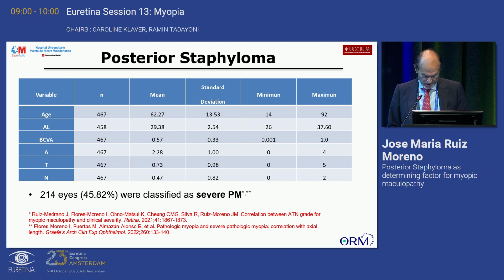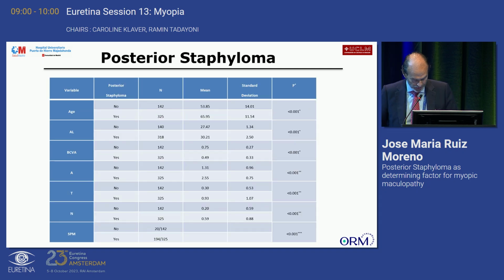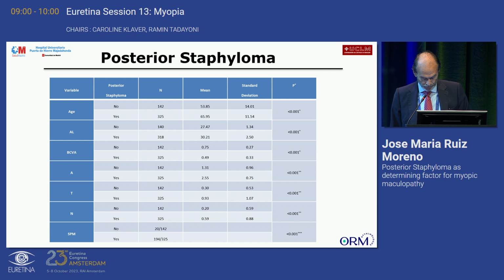This is the complete series of myopic eyes studied, with axial length ranging between 26 and 37.60 millimeters. If we compare eyes with posterior staphyloma versus those without it, we find that they are older, longer, with worse visual acuity, and with greater components of atrophy, traction, and neovascularization. Also, the proportion of eyes with severe pathologic myopia was higher.